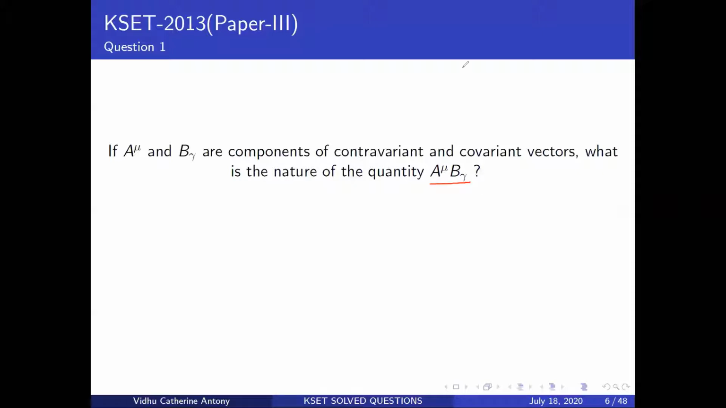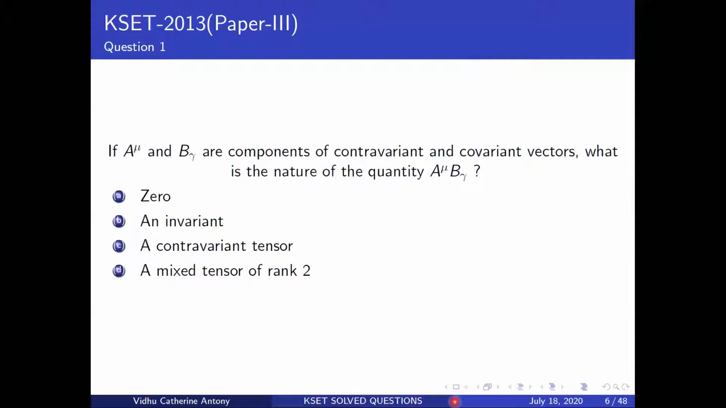So I will show you what the options are. Is it 0, is it an invariant, a contravariant tensor, or a mixed tensor of rank 2? Some people end up choosing an invariant because they think the contravariant and covariant vectors cancel each other. That's not how it works.